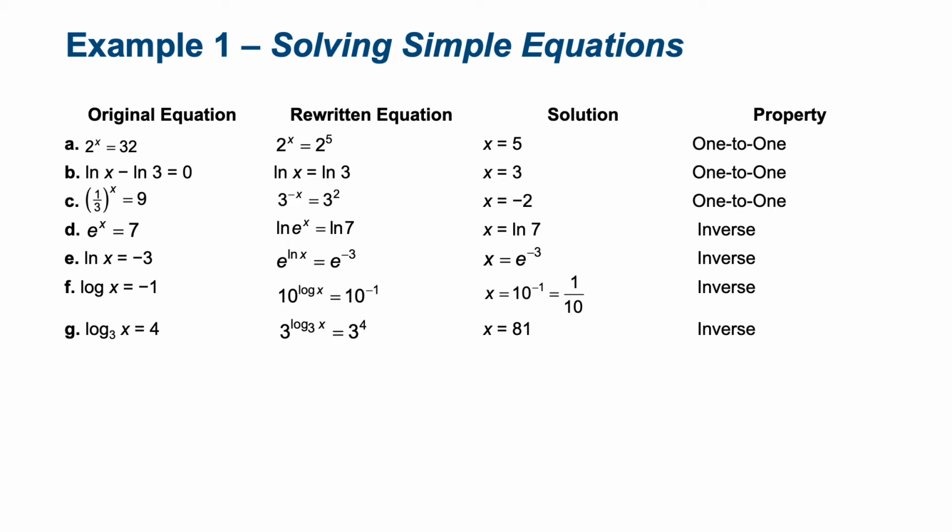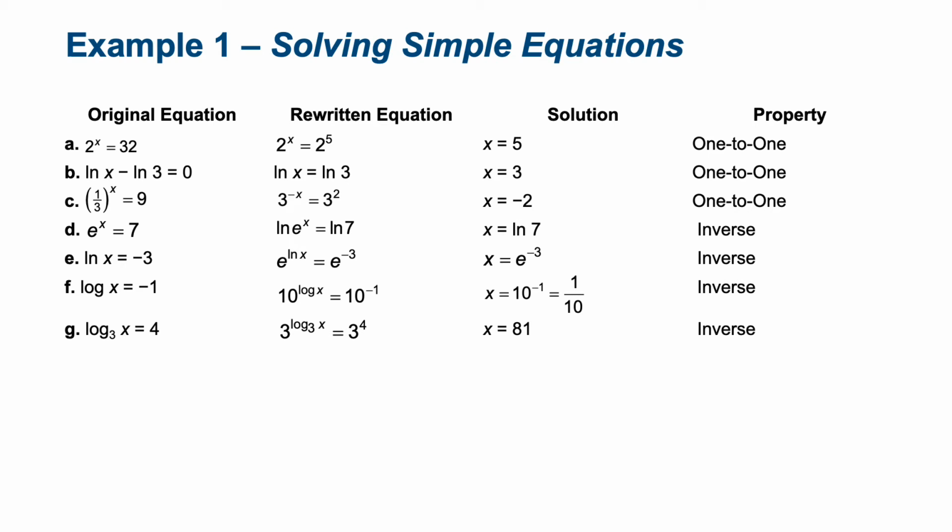Here, log of x is equal to negative 1. I can raise the left-hand side and the right-hand side to base 10. Basically, I'm taking 10 and using the left-hand side as the exponent and the right-hand side as the exponent. So 10 to the log of x power and 10 to the negative 1 power. 10 to the log of x will just give me x, and then 10 to the negative 1 is, of course, 1 over 10.